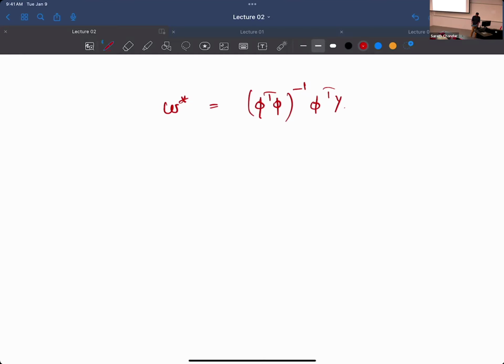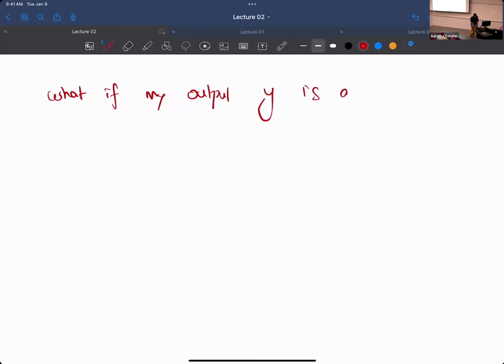Okay, so I want to talk about one last thing before we conclude, which is, so far we have been doing regression where the output is just a single scalar, right? So what if my output y is a vector? Do I need to change the whole setup?